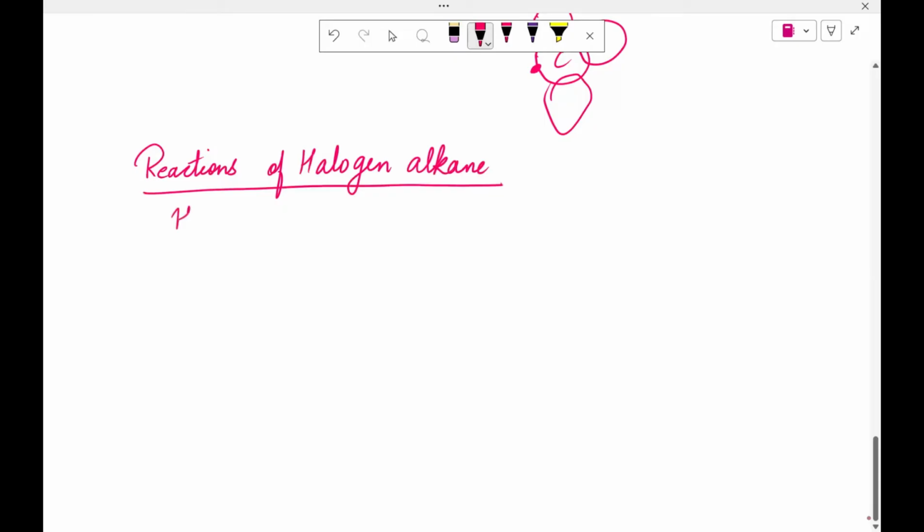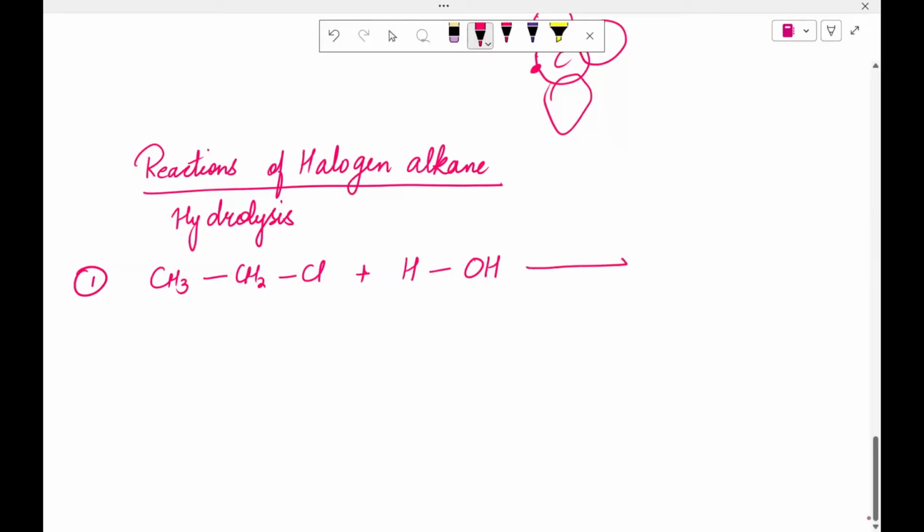First of all, we are going to have the reaction of hydrolysis. CH3, CH2, and then we are going to have Cl. So hydrolysis means addition of water. So I'm going to write water like this, and this reaction is going to proceed in heat reflux form. And what is that? I'm going to tell you now.